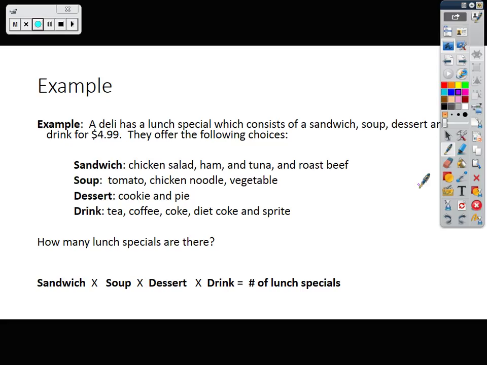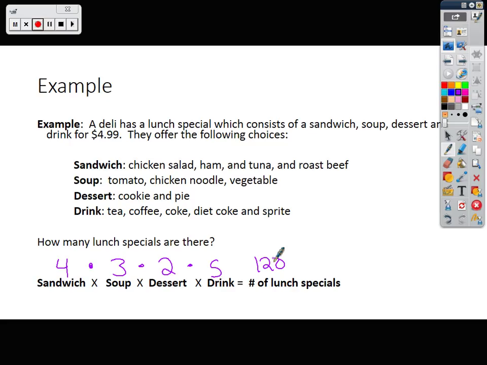So, for example, a deli has a lunch special where you can get a sandwich, soup, dessert, and drink for $4.99. These are the choices that they offer, and we're supposed to figure out how many lunch specials there are. Well, there are 4 sandwiches, there are 3 soups, there are 2 desserts, and there are 5 drinks. And so the fundamental counting principle tells us if we multiply 4 times 3 times 2 times 5, we would end up with 120 different lunch specials. And that's all you have to do.